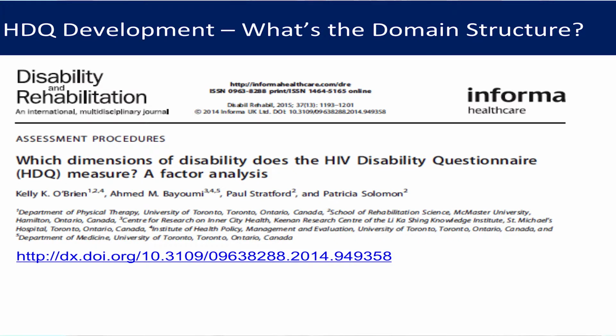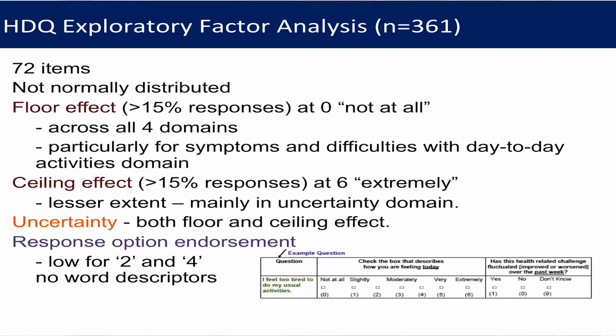there were some items where individuals had very little health challenges, so there was a floor effect where participants tended to rate 0 or having no challenges at all. And then there were some items, particularly in the uncertainty domain, that tended to have a ceiling effect where many participants maxed out, saying that they had extremely high challenges when it came to uncertainty. And we had a 7-point response option here, and we found that very few respondents were responding 2 or 4. And you'll notice here that these are the 2 response options that don't really have any word descriptors associated with them. So we made further refinements.